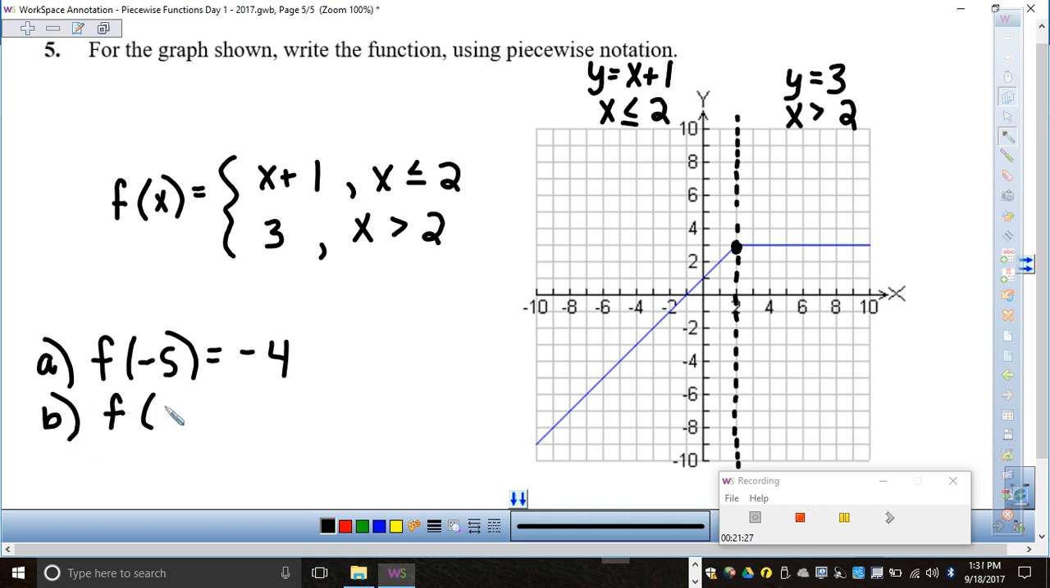All right, next we're finding f of 0, which is what is the y value when x equals 0. Right here, that's actually our y-intercept. The y value is 1. All right, and then finally f of 8. What is the y value when x equals 8? So here's 8. Go up to the graph, and that y value is 3.